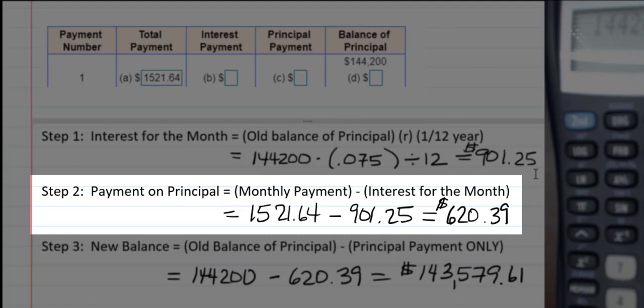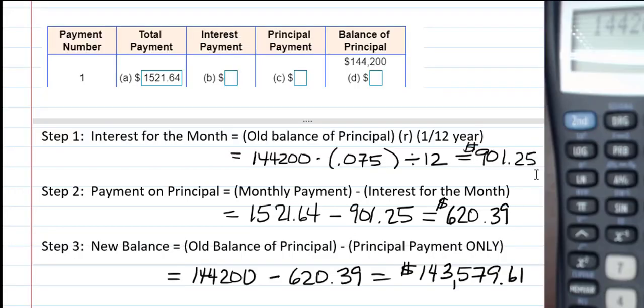How much will our debt be reduced by? Well, the rest of the payment. So to figure out your payment on principal, which is the part that's actually going to reduce the amount of debt you have to the bank, you have to subtract the monthly payment minus the interest for the month. So that, in this case, is going to be $1,521.64 minus $901.25 of interest will leave us with $620.39 going towards our principal. So much less than half of our payment is actually reducing our debt. That's what happens at the beginning of a loan. Towards the end, most of your payment will reduce your debt. But at the beginning, you're paying a lot of interest.